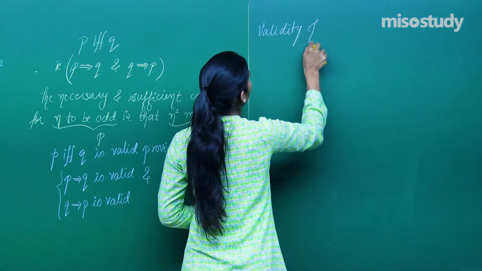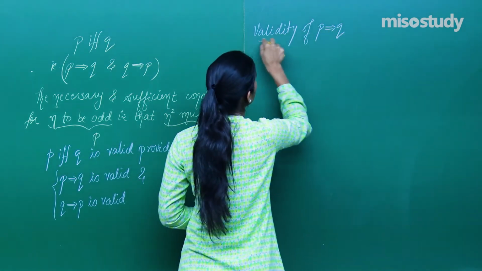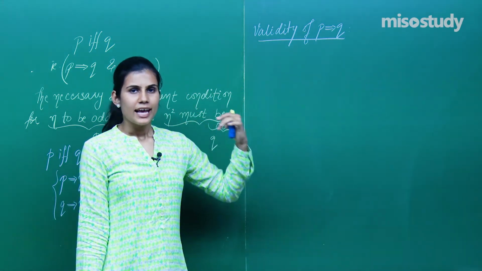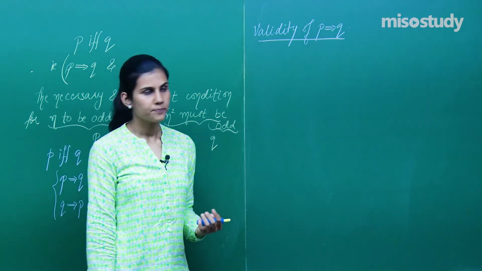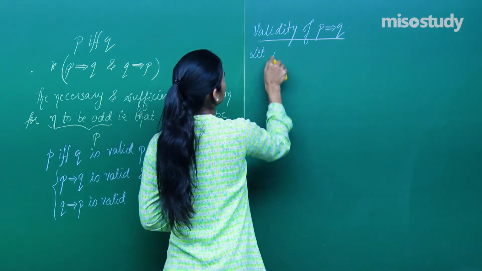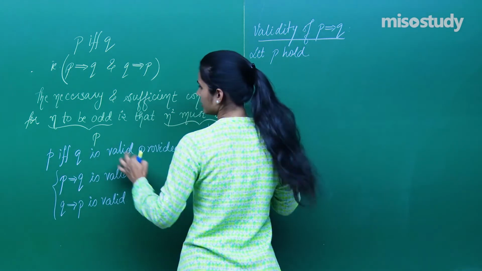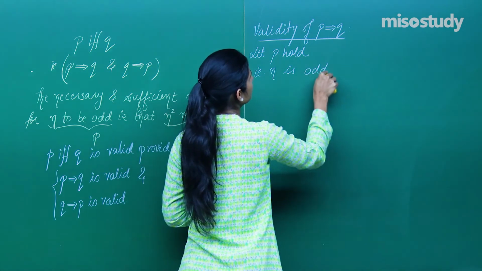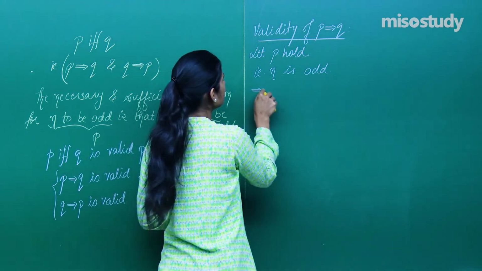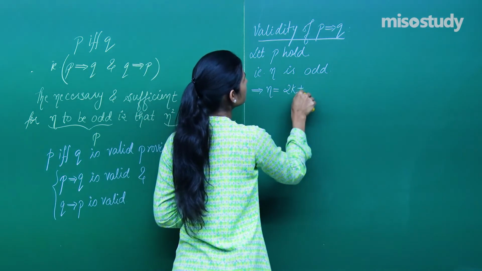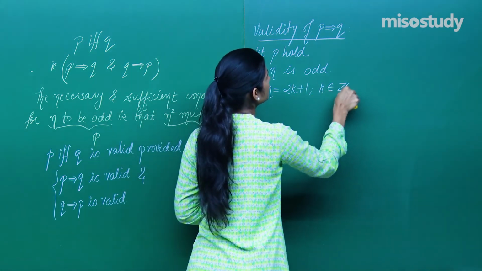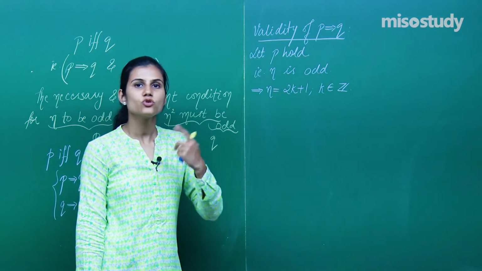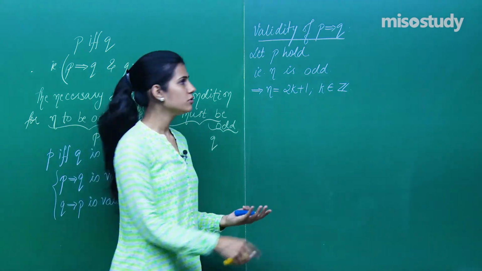Validity of P implies Q. How do you prove P implies Q is valid? You assume P is holding and with that assumption show that Q holds. So let P hold. P we have taken as n is odd, that is, n is an odd integer. If n is odd, this implies n is of the form 2k plus 1 where k is some integer. Any odd number can be written as 2 into k plus 1 where k is some integer, and any even number can be written as 2 into k where k is some integer, some multiple of 2.